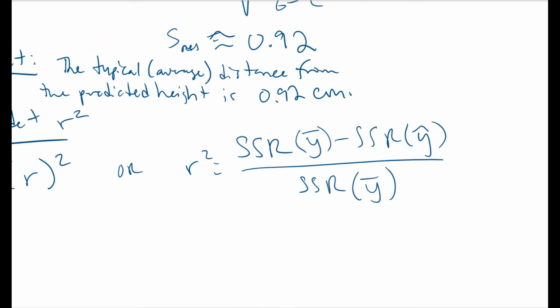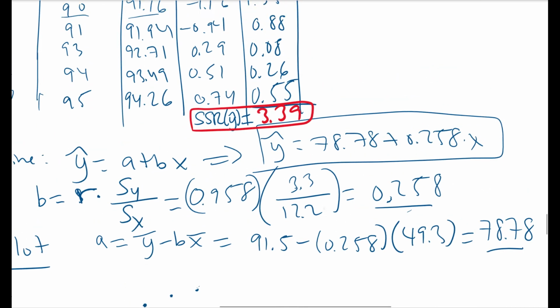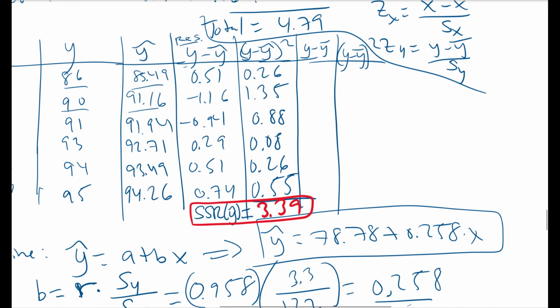Now we already calculated this, right? That was this in red on the table. We'll need to calculate the y bar version of that. So in order to do that, we need another column for y minus y bar, and then another column for y minus y bar squared. We already know what y bar is. Remember, we calculated it earlier, and that was 91.5. So we'll need to do 86 minus 91.5.